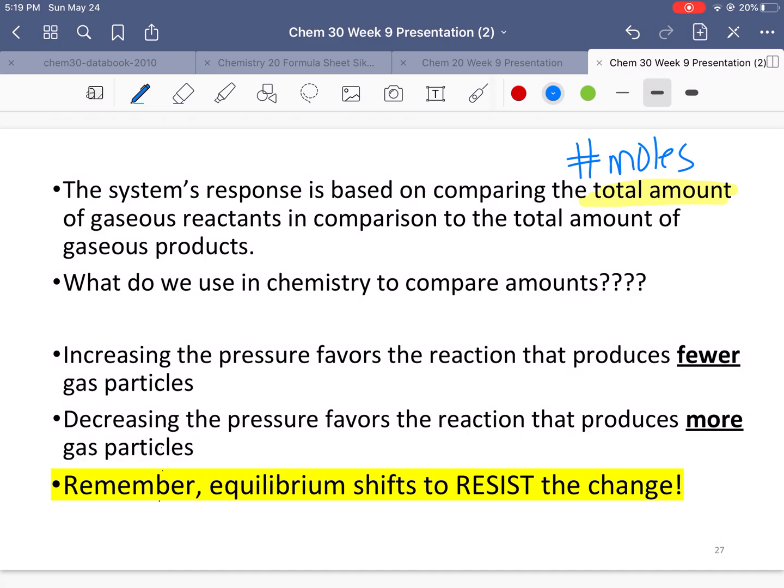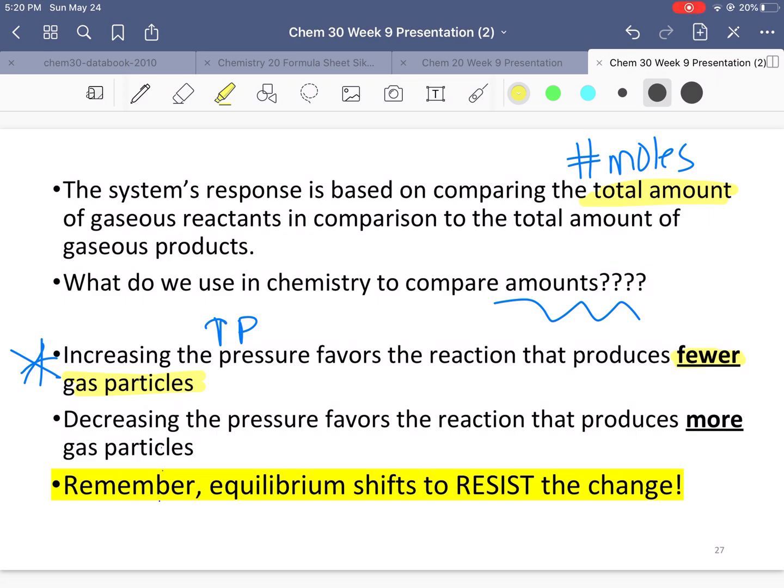And vice versa, if you have a bigger volume, a bigger space, why not have more particles present? How do you compare amounts? Like I said, focus on moles. But ultimately what this comes down to is if you increase the pressure, naturally the volume's going to go down. So that means we're going to want to have the reaction favored that produces fewer particles. This is specific to gases, guys.